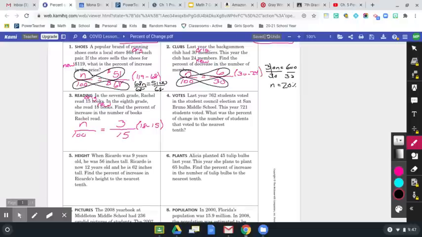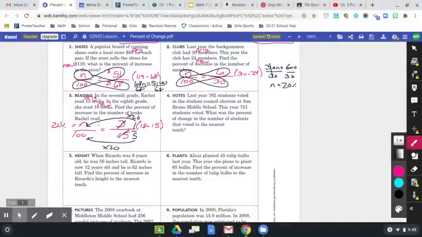So I'm going to reduce this. 3/15 reduces to 1/5. Knowing that, if I look in the denominator, going from 5 to 100, that's getting 20 times bigger from the right fraction to the left. Well, if I know that, then that means here from the right to the left, this is also going to get 20 times bigger. So that means 1 times 20 is 20%.